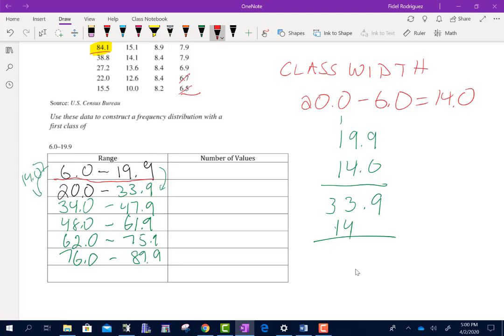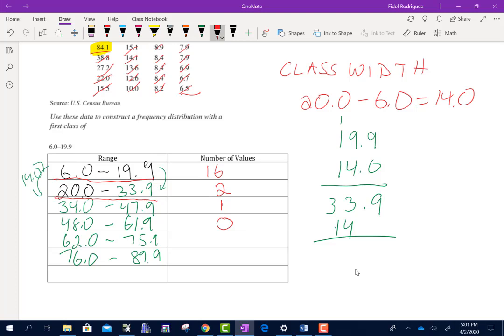So I have 1, 2, 3, 4, 5, 6, 7, 8, 9, 10, 11, 12, 13, 14, 15, 16 numbers. So I have 16 numbers in that range, okay? Then I'm going to say, do I have any numbers in the range of 20.0 to 33.9? I have 1, 2, so there's 2 numbers there. Do I have any numbers between 34.0 and 47.9? I have 1 number there. I don't have any numbers between 48 and 61.9, so I don't have any there.